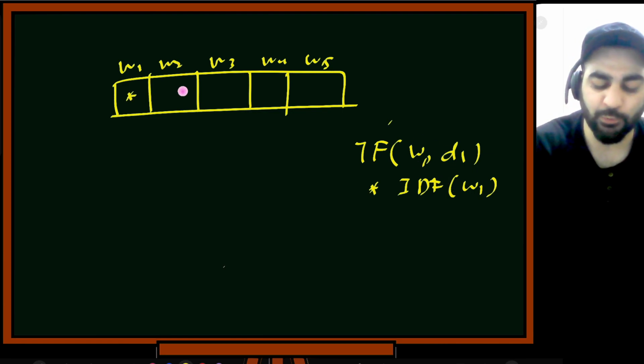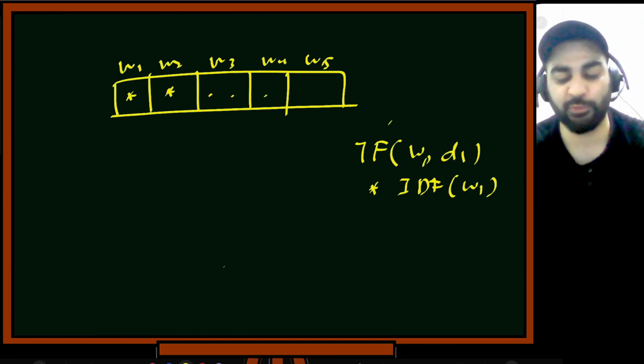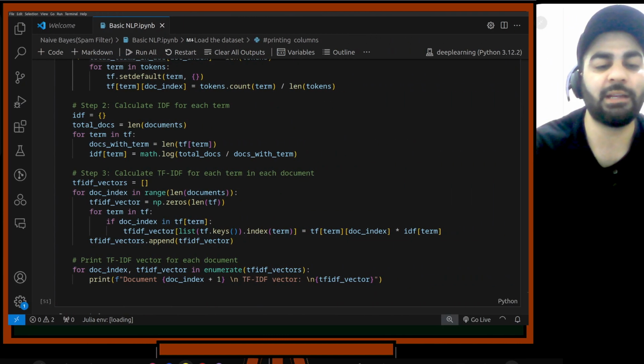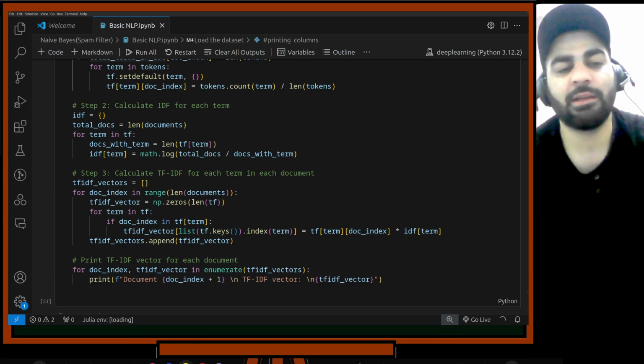Again, same for word 2. Multiply these two things, put the value over here. Same thing for the others, and fill it continuously. That's what the code is doing. So step 1 is compute the TF. Step 2 is compute the IDF. And step 3 is you just have to multiply these corresponding to the document, and you will get these vectors.